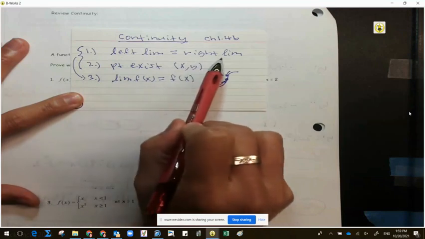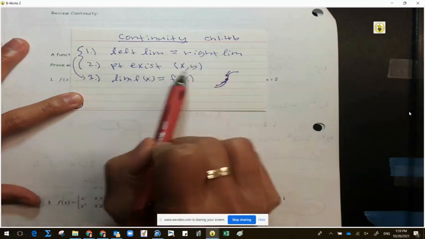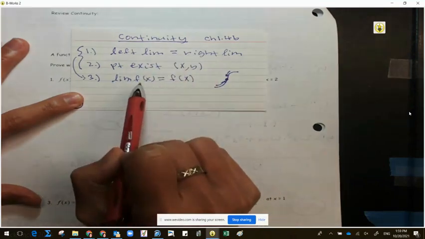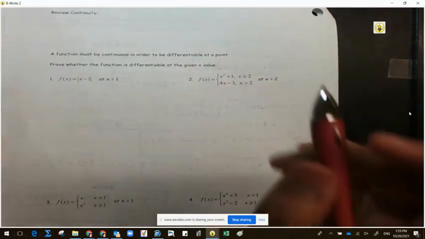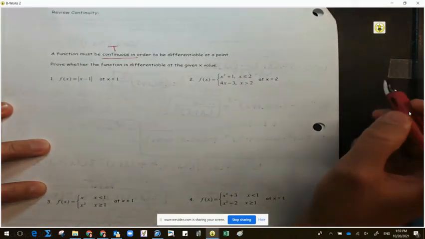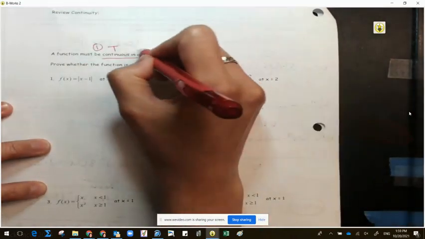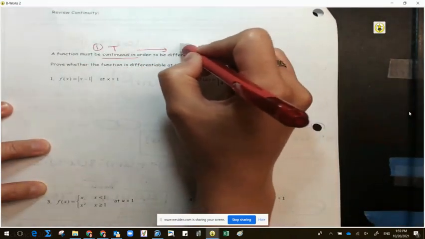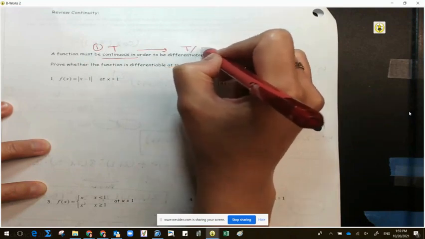So we're going to see, does the limit exist? Does the point exist? Do they both agree on each other? All right? Now, if this is true for step 1, then we are going to go into differentiability and see if this is true or false.